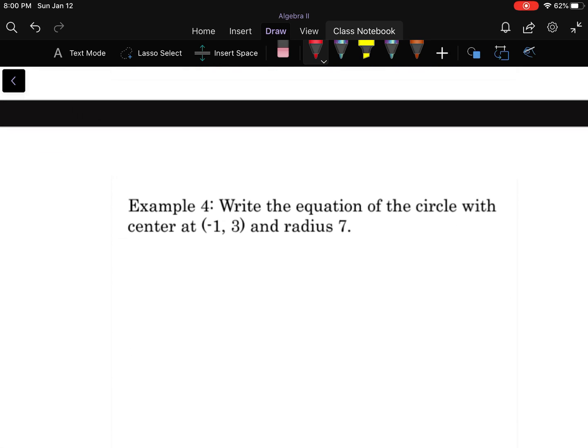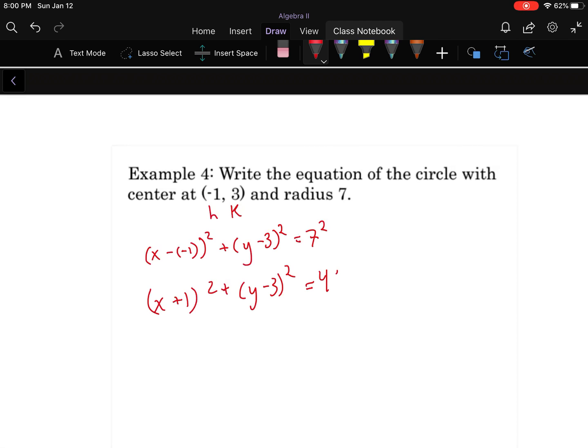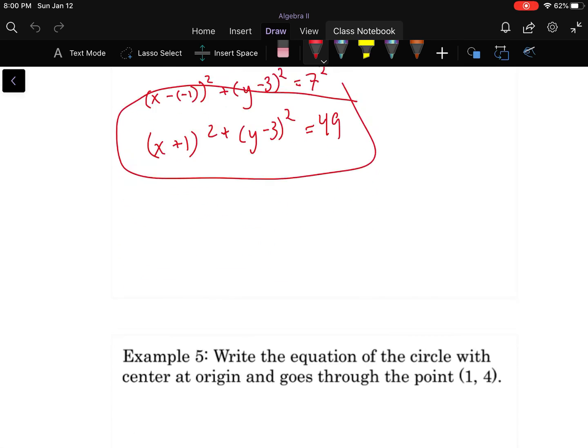Okay, write the equation of a circle with a center of negative 1, 3, and a radius of 7. So that's your h and your k, and there's your radius. So again, that's x minus the negative 1, squared, plus y minus 3, squared, equals 7 squared. You usually clean that up to make it x plus 1, squared, plus y minus 3, squared, equals 49. So there's the equation of the circle from that given information.